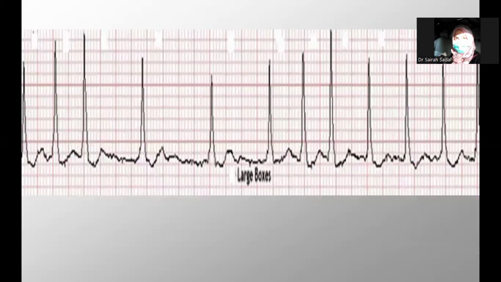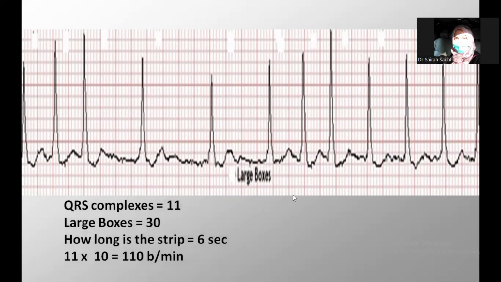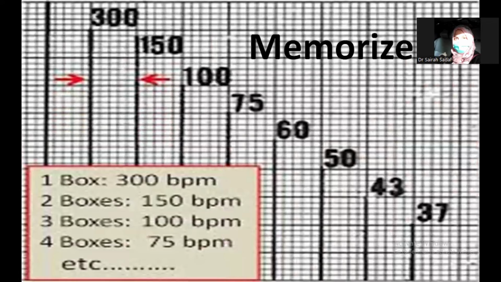This is a tricky one. Just be careful. Irregular 110, 96 to 100. Okay. Let me tell you, it is actually 110. So Amna was right. There are prominently 11 QRS complexes. Multiply it by 10, so we get 110 beats per minute. Or you can memorize it. रट्टा मार ले. Now the last is the rhythm.